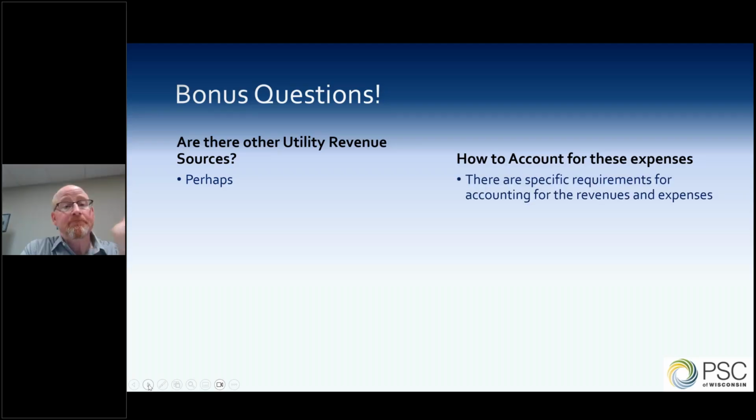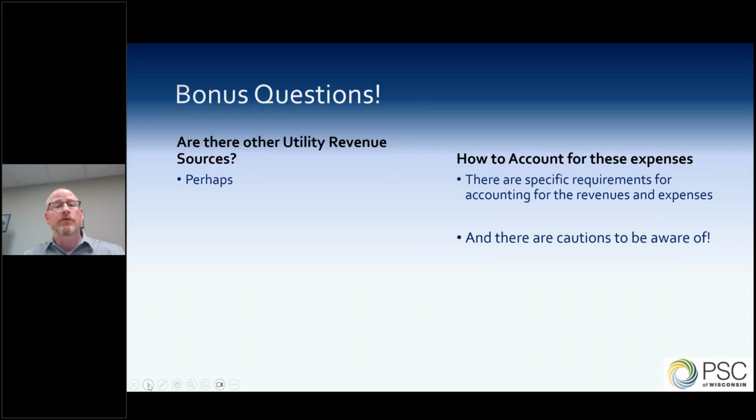So that's perhaps on that particular thing. There may be some other revenue streams, but again, typically they're going to be limited. How to account for these expenses? There are definitely specific requirements on how we account for them, and we've got to be really clear on what that is, so we're going to get into that in some particular detail.